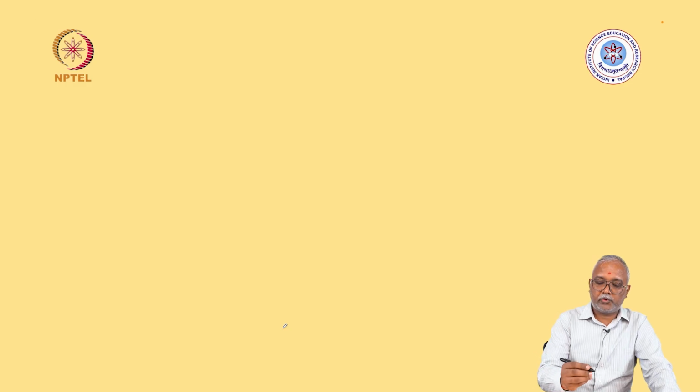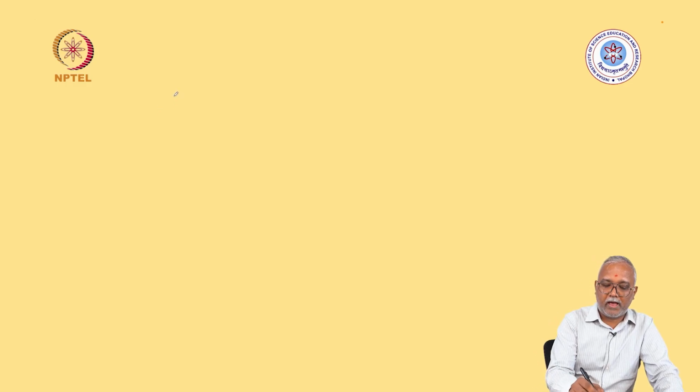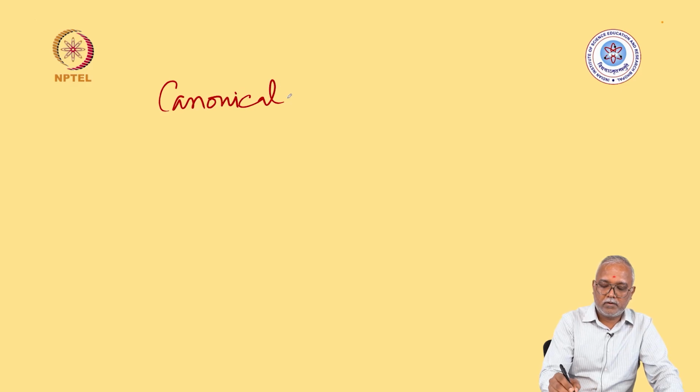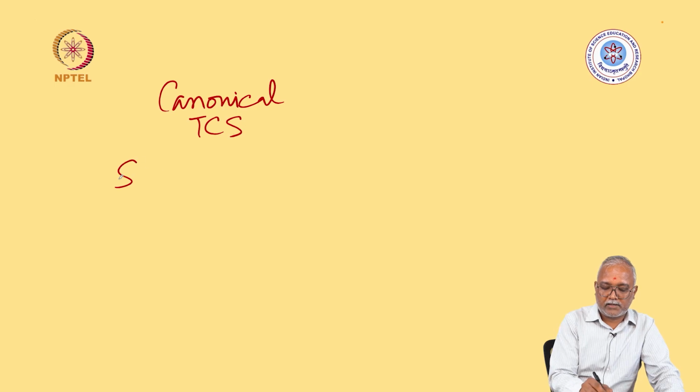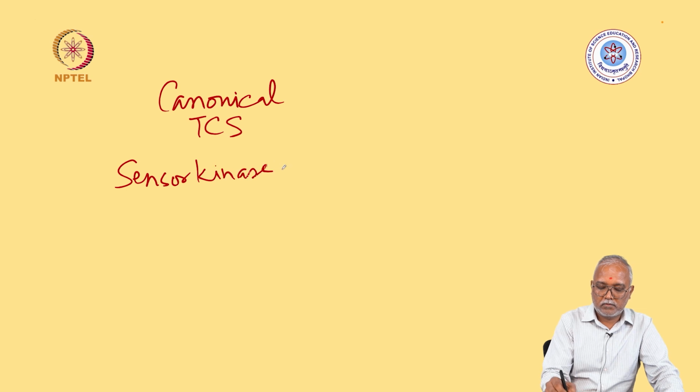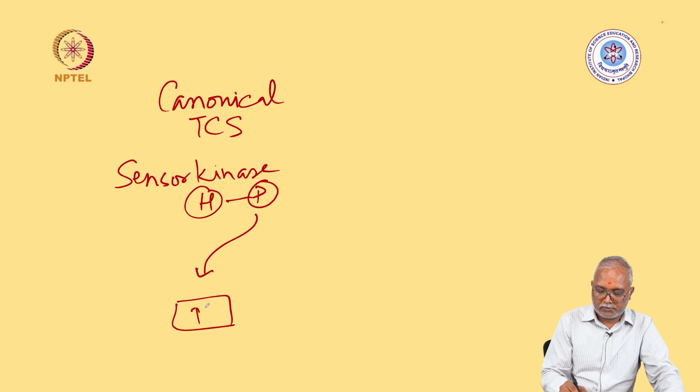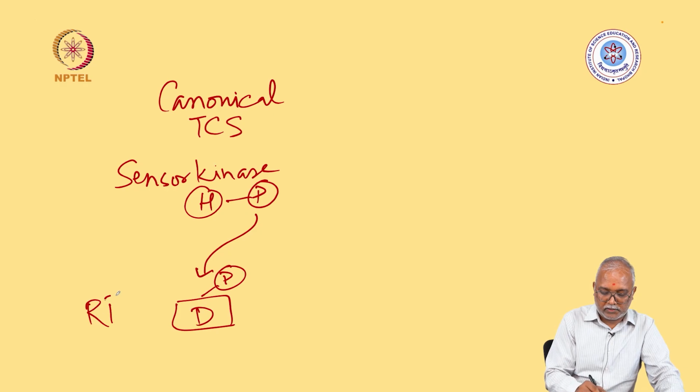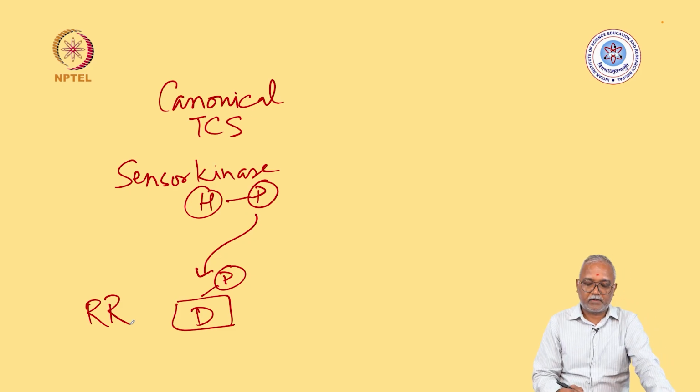Now if we think in simple terms, you can have a canonical two-component system, so you have a sensor kinase which will have the histidine residue which is phosphorylated, and this phosphate is transferred to the aspartate residue which is in the response regulator, and I will say response regulator as RR.